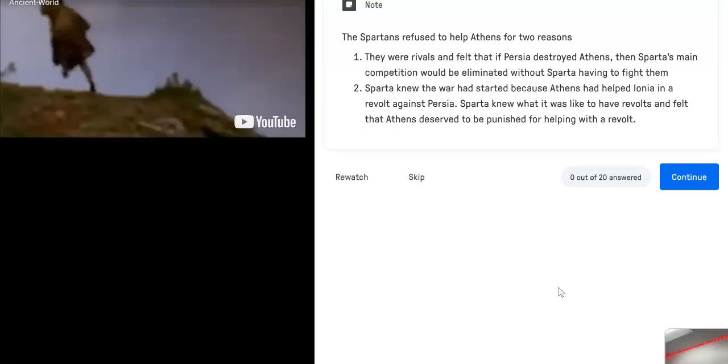Now, why would Sparta say that? Well, let's think about this. And again, one of our learning goals is to provide reasons for problems and disagreements, right?